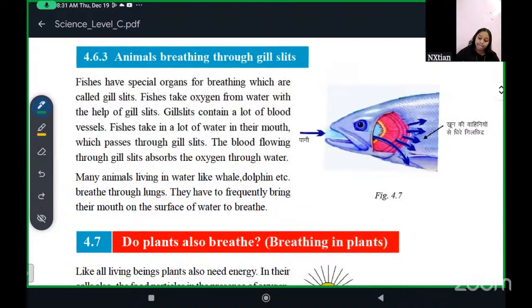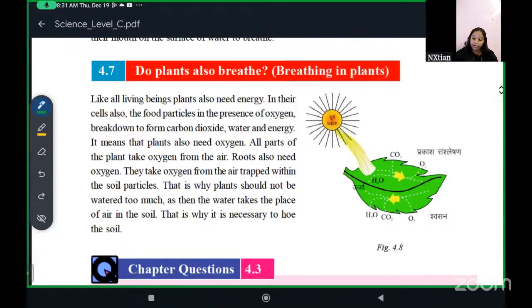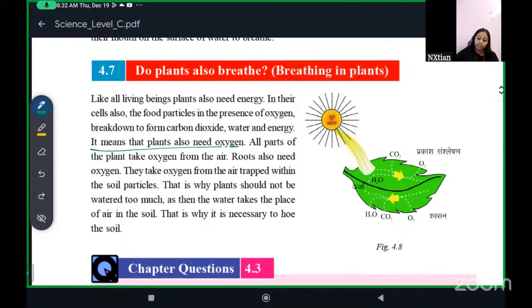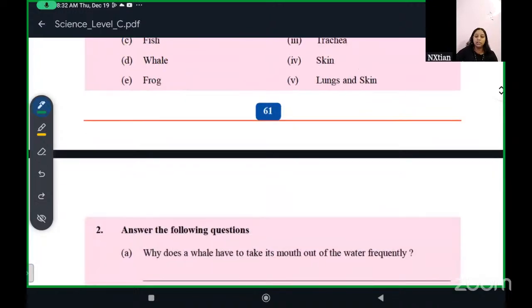Now, do plants also breathe? We can say in their cells also, food particles in the presence of oxygen break down to form CO2, water, and energy. Unlike the photosynthesis process, this means that plants also need oxygen. All parts of the plant take oxygen from the air. Roots also need oxygen. They take oxygen from the air trapped within the soil particles. That is why plants should not be watered too much, as then the water takes the place of air in the soil. That is why people hoe the soil.